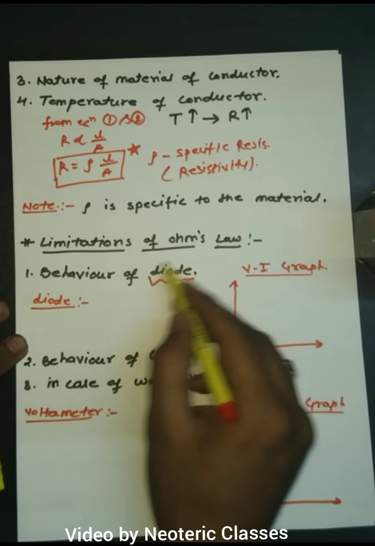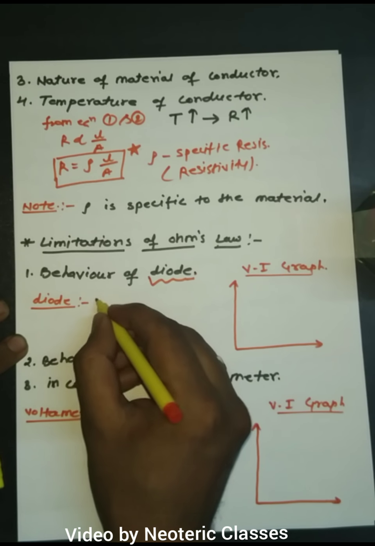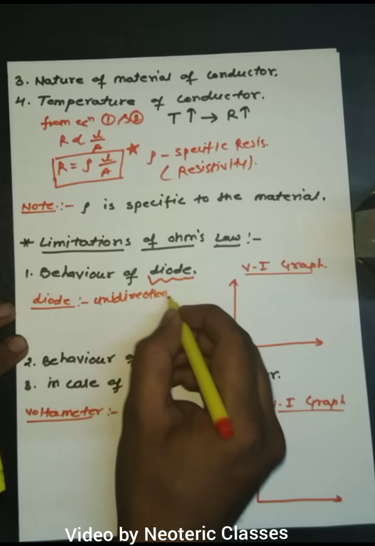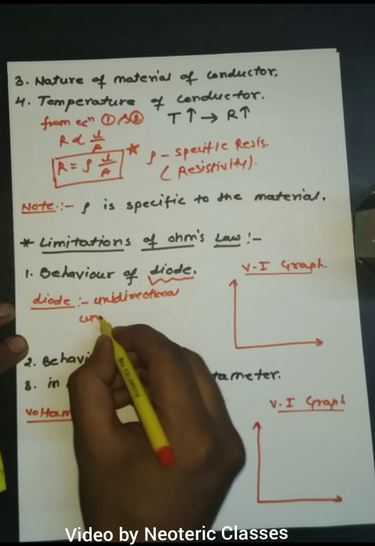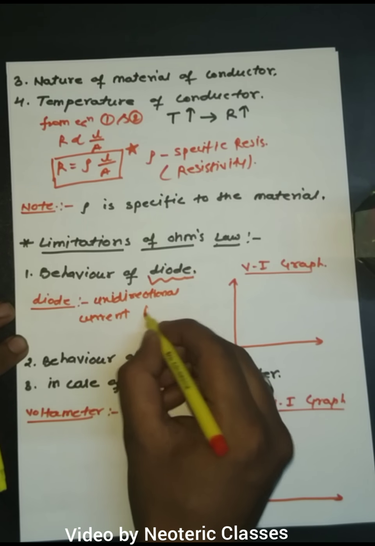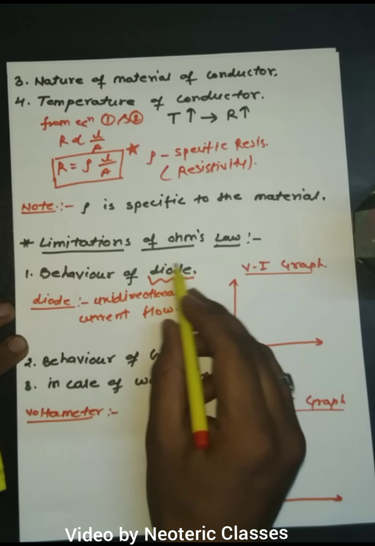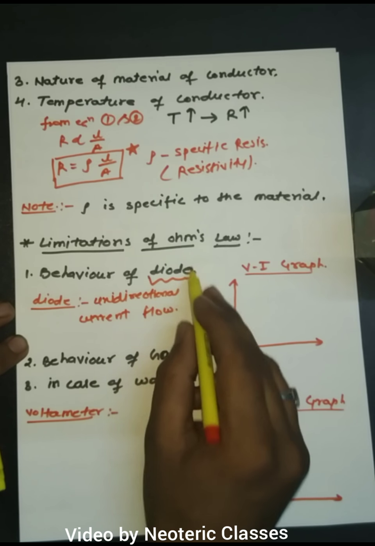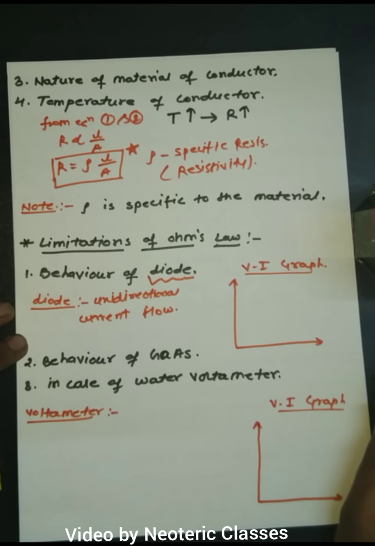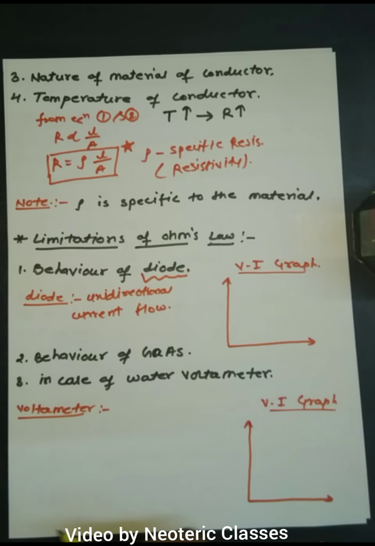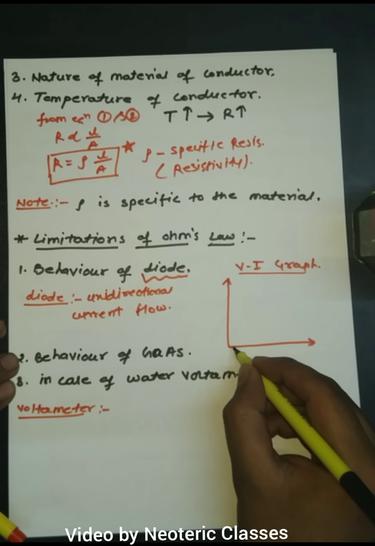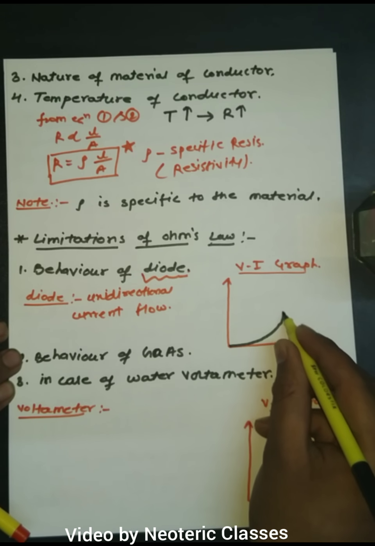A diode is nothing but an electrical component which has unidirectional current flow. No need to think much. In 12th class physics, we are going to discuss this diode in the chapter called semiconductors. Okay friends, how is it not following Ohm's law? If you draw the voltage and current graph for the diode, the graph will come like this.